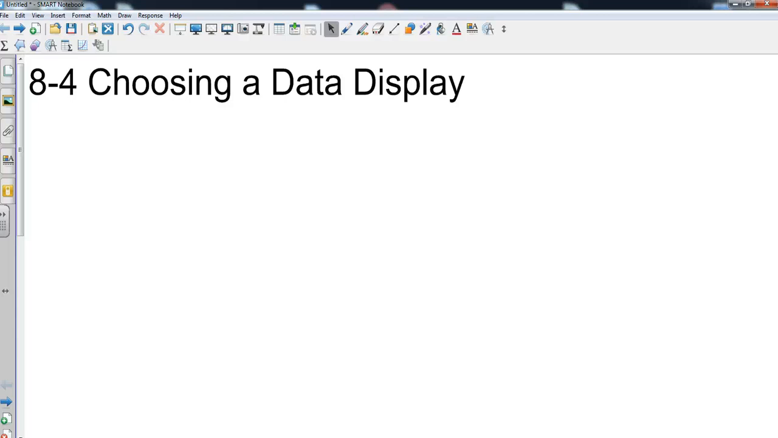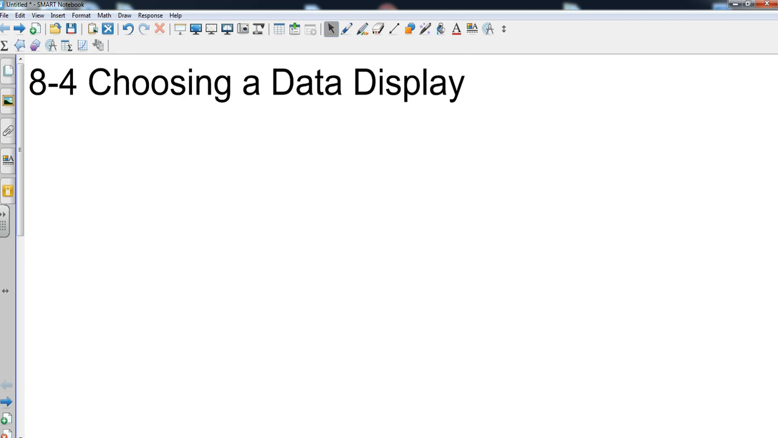Okay, Algebra 1, Chapter 8, Section 4, we are going to be choosing a data display. So how can we display different sets of data in the right way? Because some might go well in a pie graph or a pie chart. Some might go well in a histogram or kind of a bar graph. Some might go well in a box and whiskers. Some may go better in a stem and leaf. So we're going to look at some of those things.